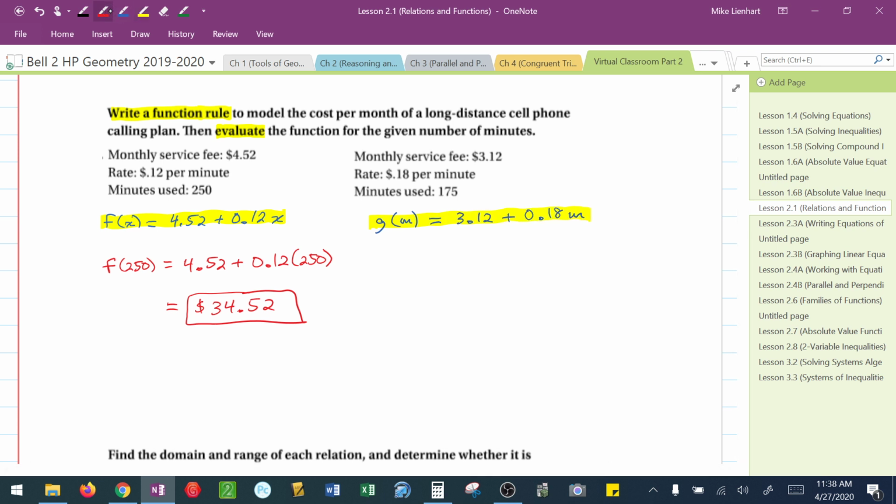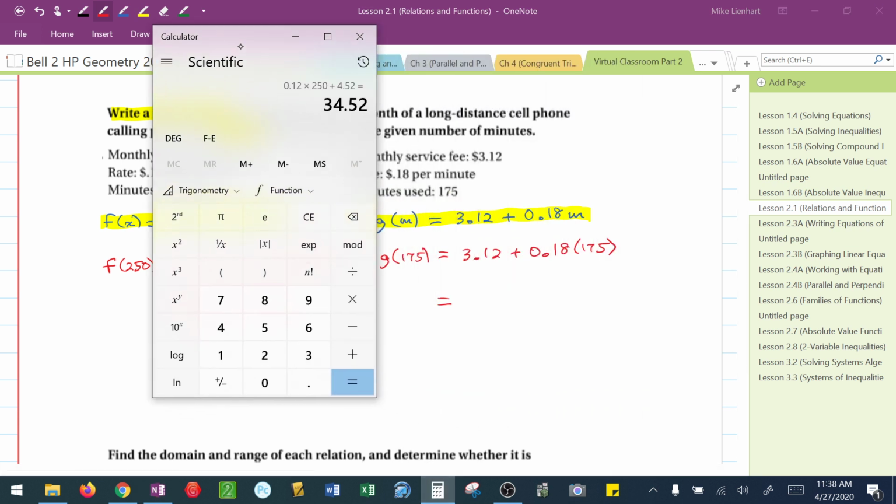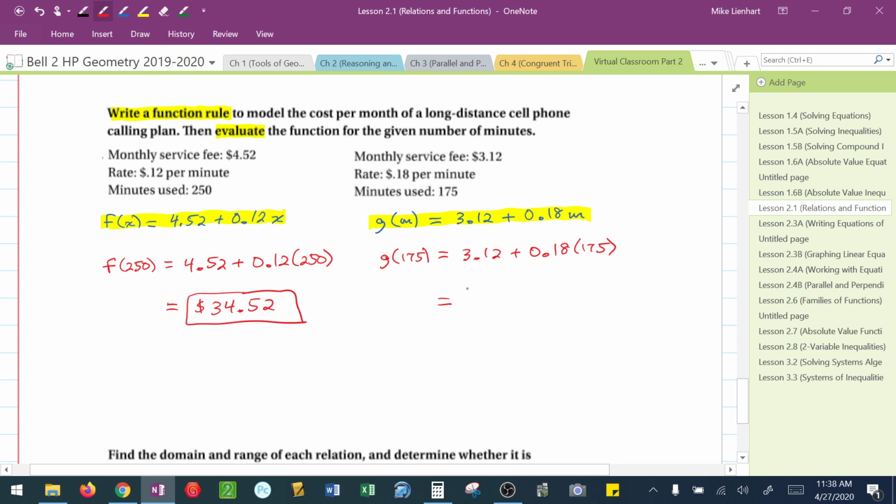So now what do we got to find? We got to find G of 175. Notice the M is now being replaced by 175. So this gives me 3.12 plus 0.18 times 175. I'm going to grab my calculator again. I have 18 cents times 175 minutes, plus $3.12, which is $34.62.